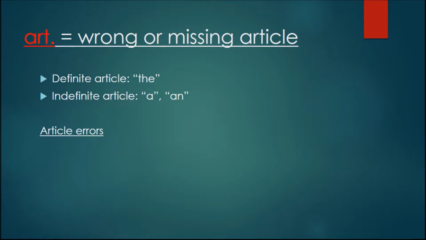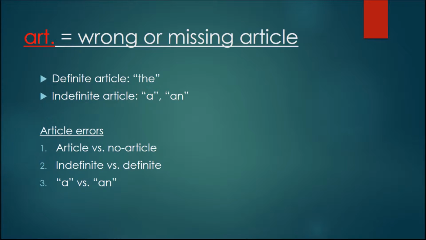Now the types of errors that are going to be identified are when there's an article where there's not supposed to be an article, or where there's no article and there's supposed to be one, where the indefinite has been used in place of the definite, or the definite has been used in place of the indefinite, and where you've used an a instead of an or an instead of an a.